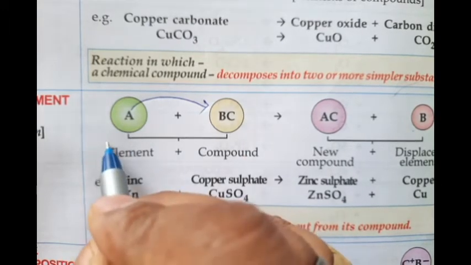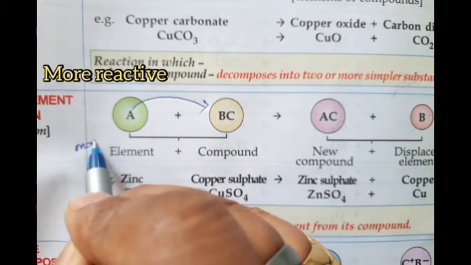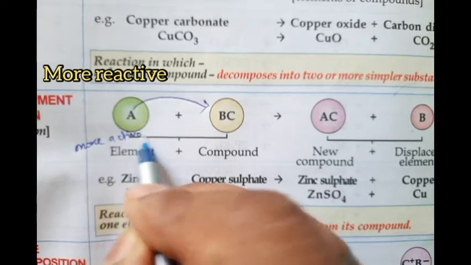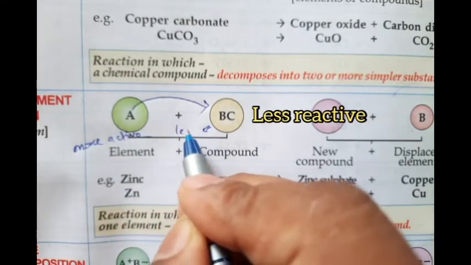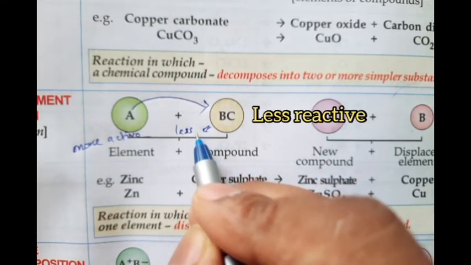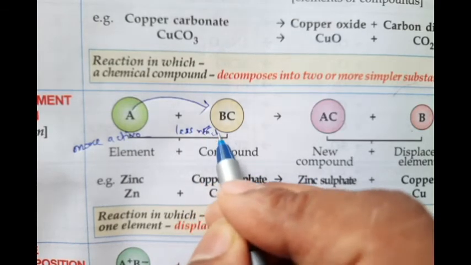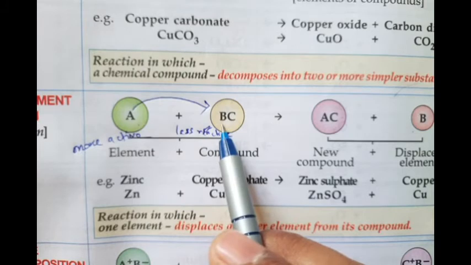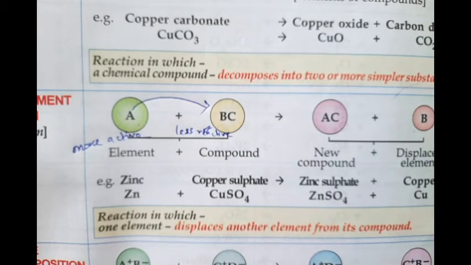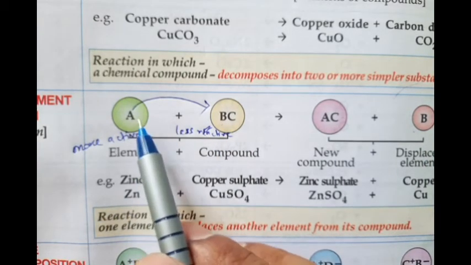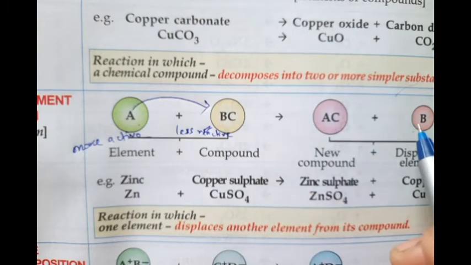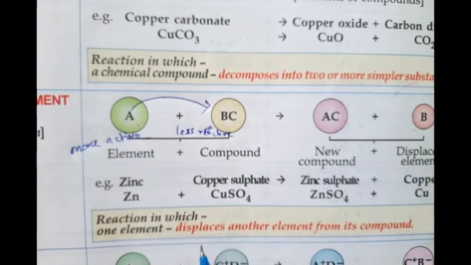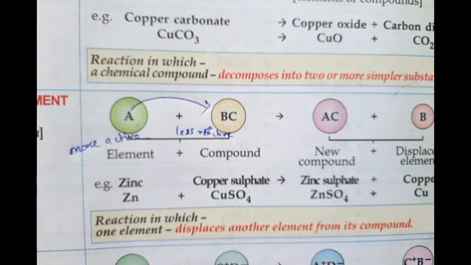So here do remember, A is more reactive, and your B is less reactive. So the one which is more reactive will displace the less reactive element, and such a reaction is called displacement reaction. And once A replaces B, B will come out and what you get is AC. So you have to remember again the definition and example from here, students.